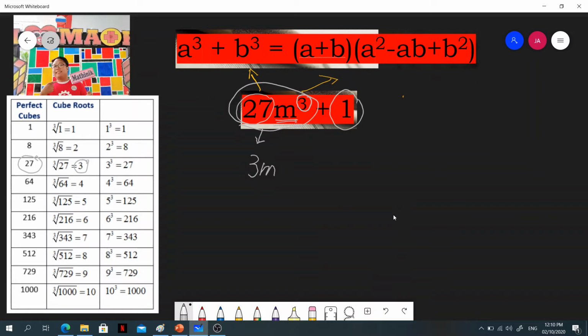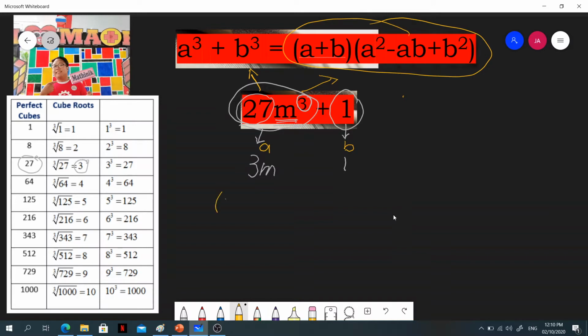Okay, so dito naman tayo sa kabila. Ano ang cube root ni 1? Ang cube root ni 1 ay, yes, of course, 1. Ngayon, so ito yung ating A, and then ito yung ating B. So, pwede na natin gamitin yung formula na ito. Ang sabi sa formula, ano sabi sa formula? A plus B.